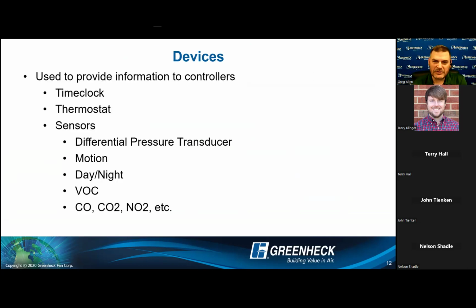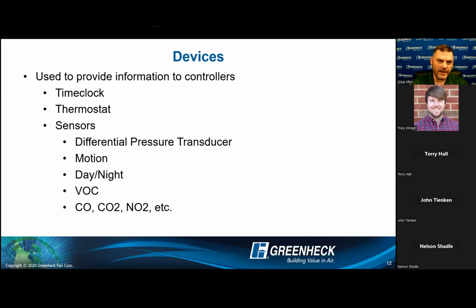All right, one more little subset, and this is just devices. So we got controller, controlled. We also have devices, and devices typically provide information to the controllers. This could be a temperature sensor, a time clock, a motion detector, a volatile organic compound sensor. Devices are just those ancillary things that pick up information about the environment. Maybe a relay would fall into the devices as well.